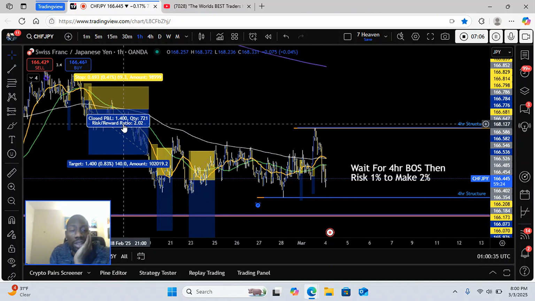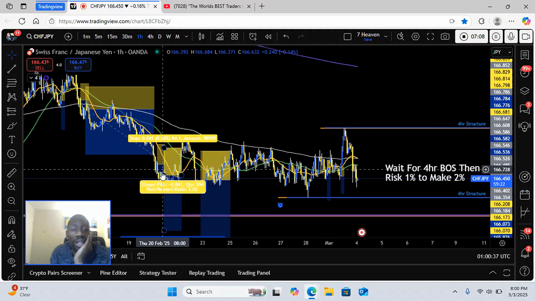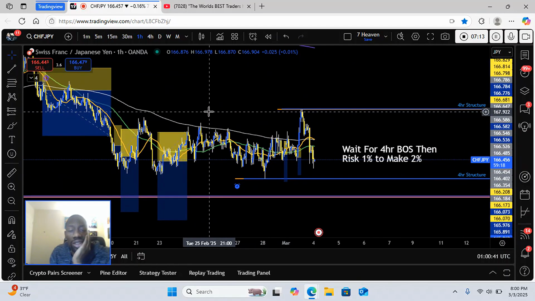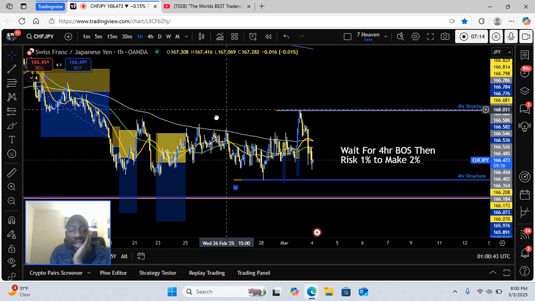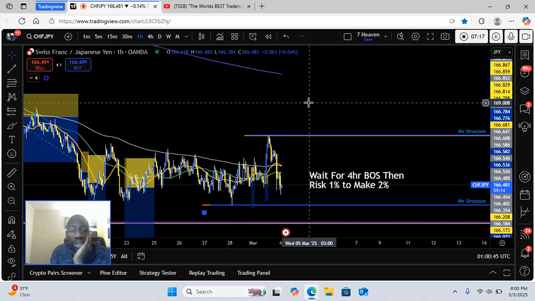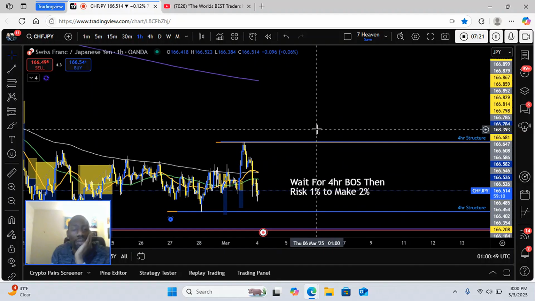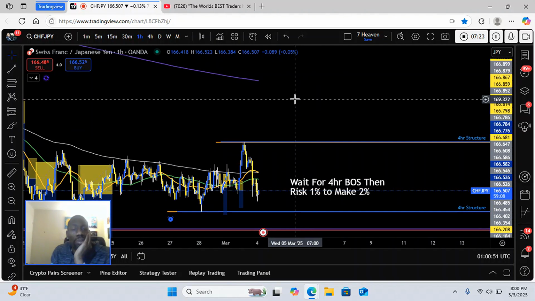Risking 1% because we had the big win. And then we had a 0.5% loss here. These are irrelevant. And then we're waiting for the next valid setup, and you'll risk that with 1% to make the 2% back.